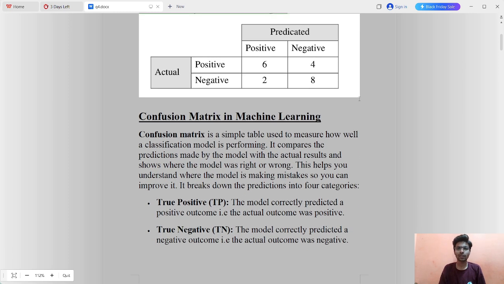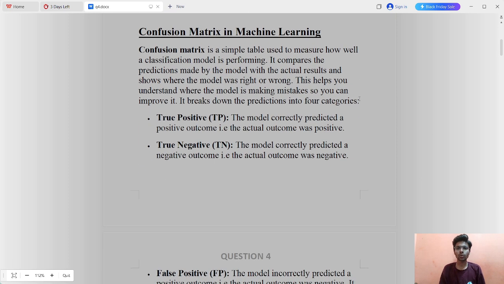In the given chart, confusion matrix in machine learning. A confusion matrix is a simple table used to measure how well a classification model is performing. It compares the predictions made by the model with the actual results and shows where the model was right or wrong. This helps you understand where the model is making mistakes so you can improve it. It breaks down the predictions into four categories.